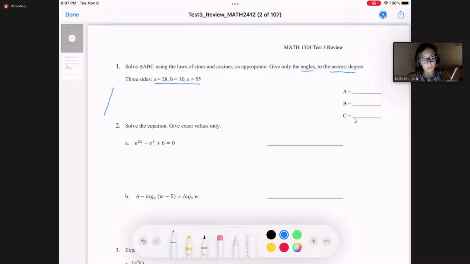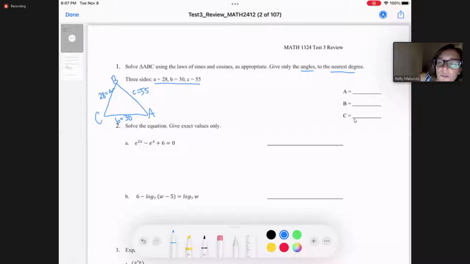So I'm just going to draw my picture, even though it's not going to be to scale. Let's pretend this will be little c, because that looks like the longest side, and that was 55. And then let's say this one is 28, which will be little a. And b is 30. Okay. And so here's our triangle again, not to scale, but just for me to see what we are doing here. You basically have to pick, and in this case, we're going to use law of cosines because we're given 3 sides.